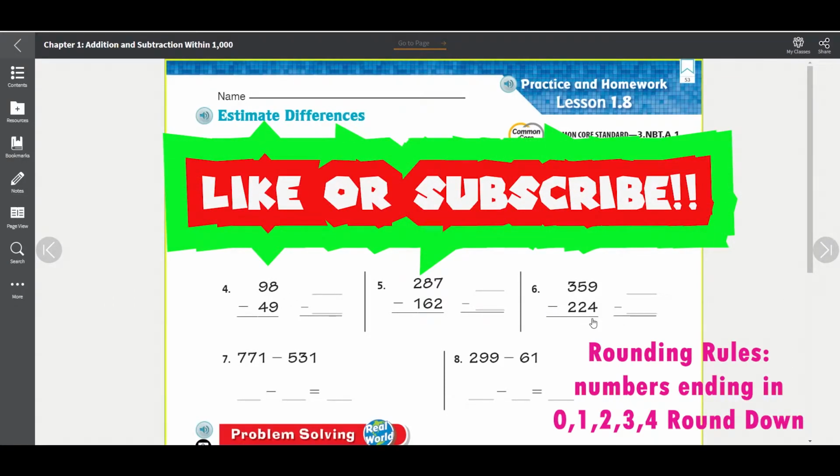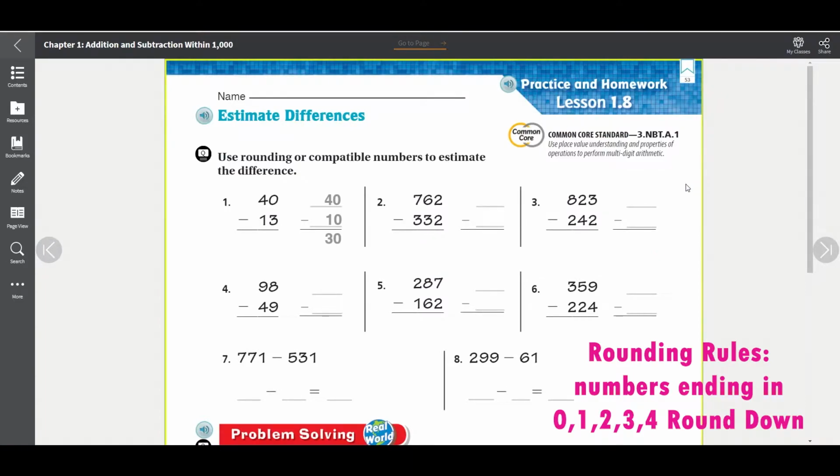Today we are going to be working on Go Math page number 53. This is a lesson for third grade, rounding at the same time. So this is the practice worksheet, and let's find out how to solve the following problem you see here on the screen. In order to have this completed, we have to remember our rounding rules.